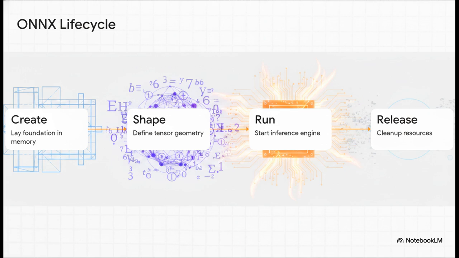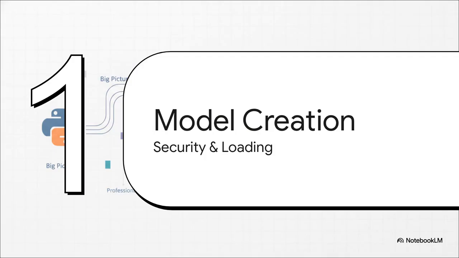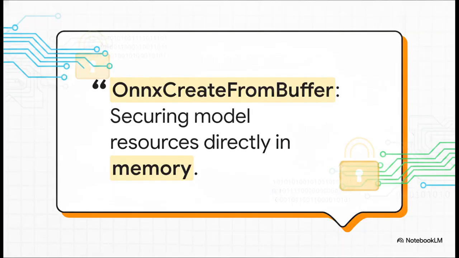Step 2, shape, defining the strict geometry. Step 3, run, actually firing up the inference engine. And finally, Step 4, release, which serves as our vital cleanup crew. So, Phase 1, model creation and security. Our very first operational step is safely loading the ONNX model into our live trading environment.